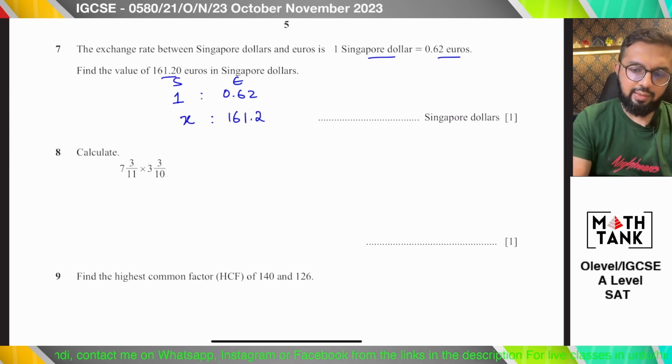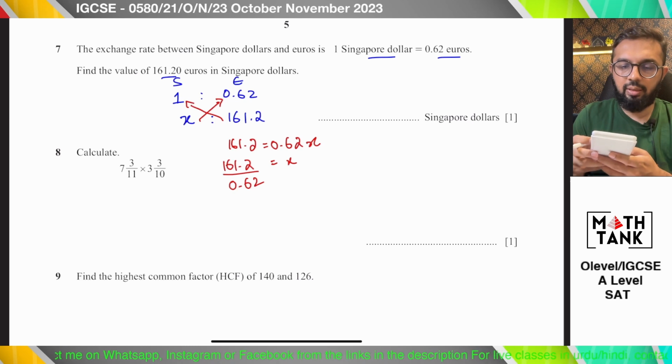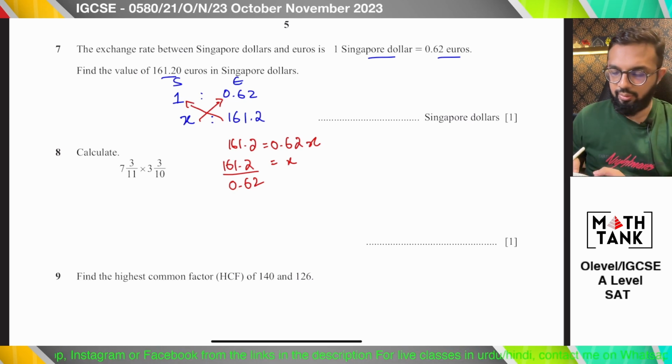So I'm going to write an x here and then cross multiply. So I get 161.2 equals 0.62x. If I want to find x, I will divide this by 0.62. What do I get? 161.2 divided by 0.62 is 260.